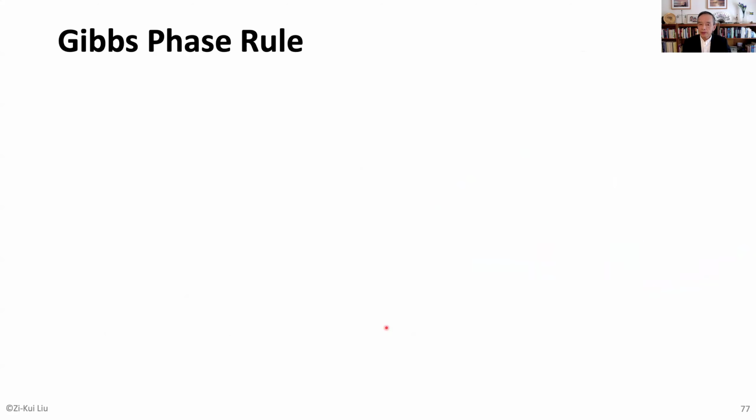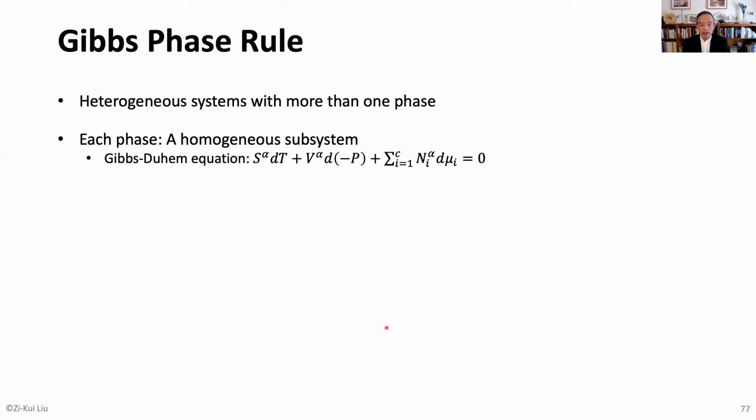Okay, so now remember that the Gibbs-Duhem equation must apply to each phase, right? So each phase has a Gibbs-Duhem equation. Each phase has a different molar entropy, molar volume, and composition. We normalize by n alpha, the number of moles of that phase, and we get Sm alpha, Vm alpha, and Xi alpha.